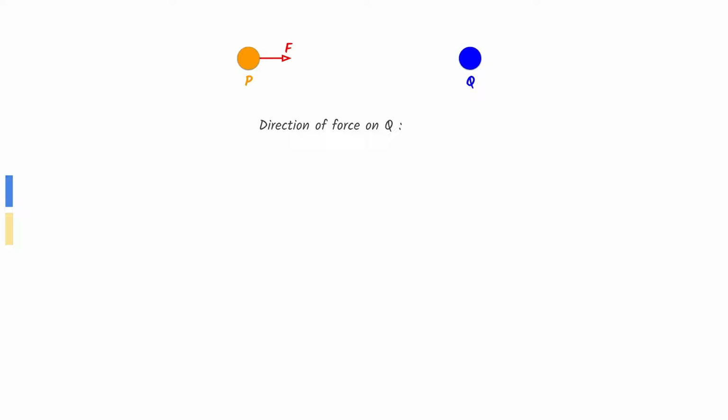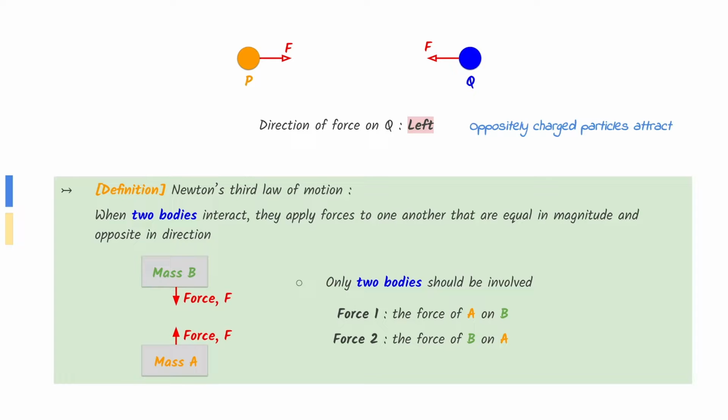The question tells us that the two charges are oppositely charged. Oppositely charged particles attract each other. Therefore, the force on Q must be towards the left. You may also think in terms of Newton's third law of motion, which states that when two bodies interact, they apply forces to one another that are equal in magnitude and opposite in direction.